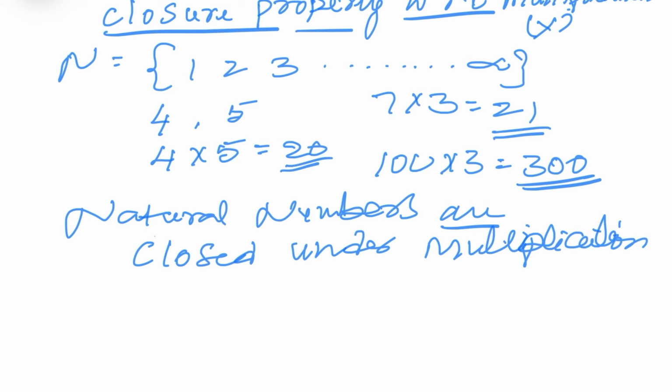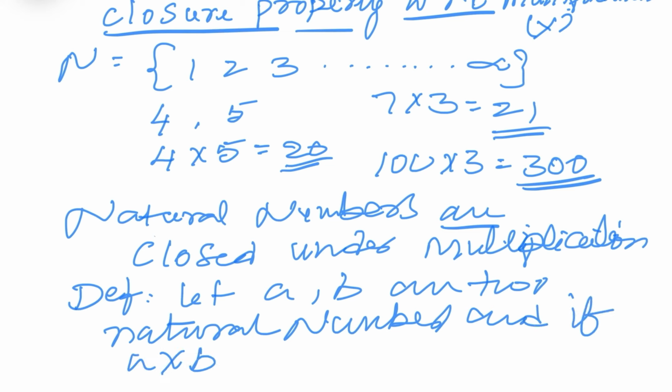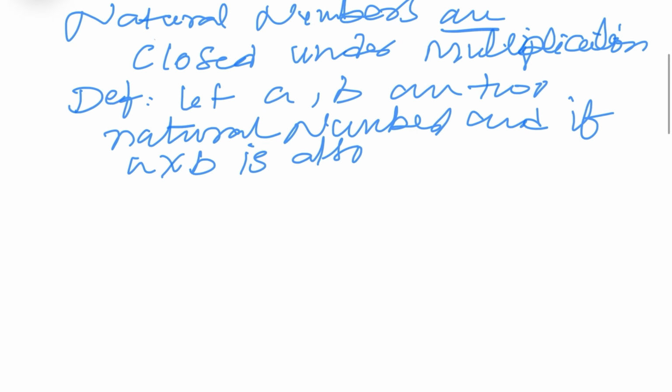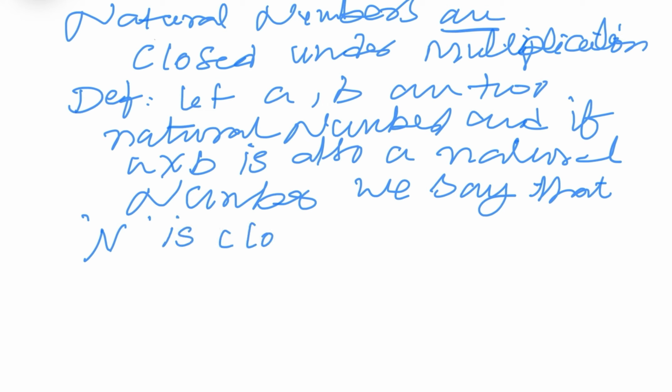Be clear of that. Natural numbers are closed under multiplication. If you want to define the property, we can write the definition like this: let A, B be two natural numbers, and if A into B is also a natural number, we say that N is closed under multiplication. N stands for the set of natural numbers.